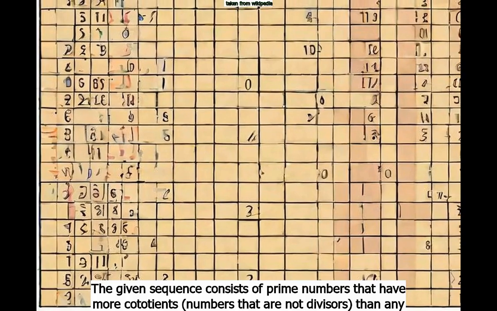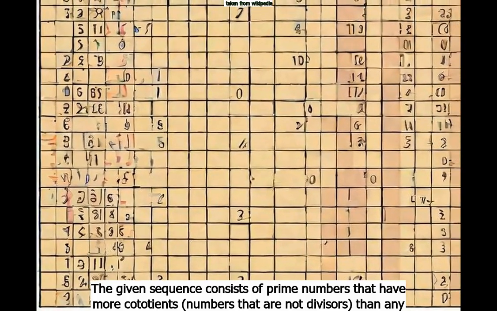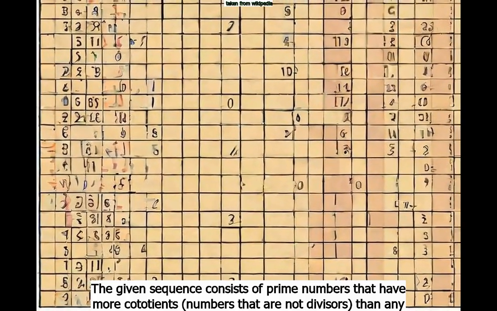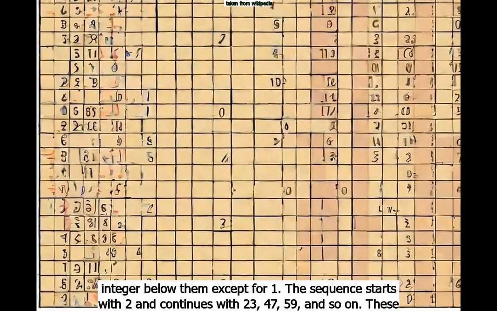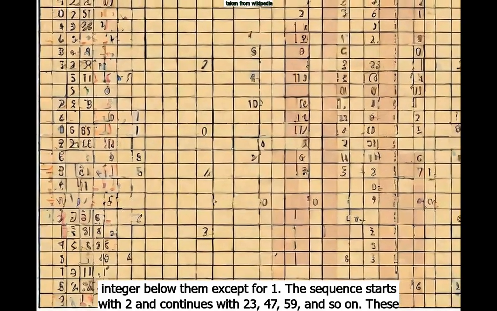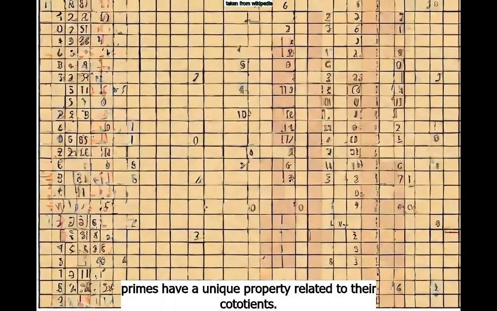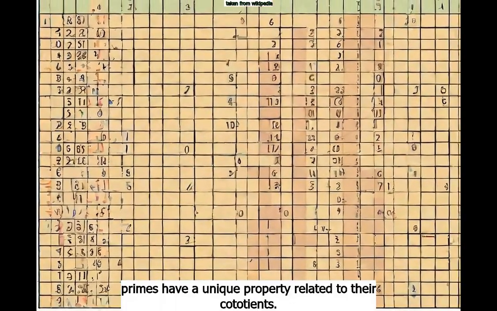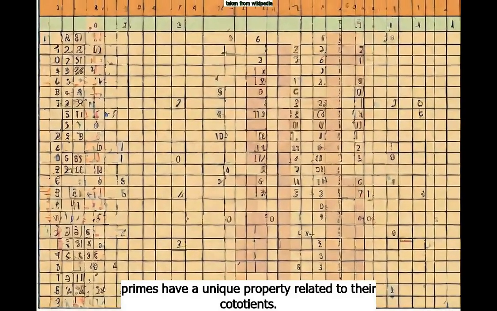The given sequence consists of prime numbers that have more quotients, which are numbers that are not divisors, than any integer below them except for 1. The sequence starts with 2 and continues with 23, 47, 59, and so on. These primes have a unique property related to their quotients.